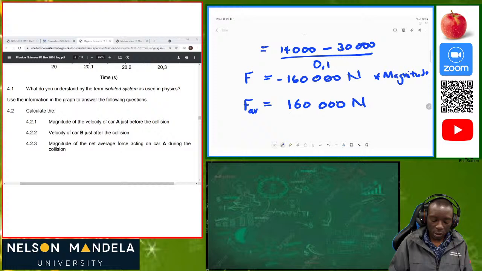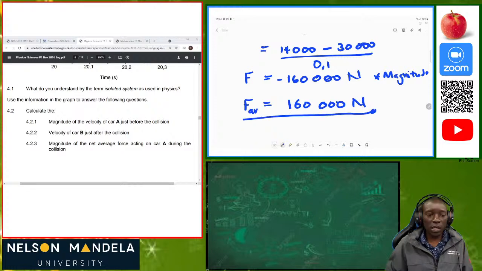So take note, these terms that the questions use are very important to note. Magnitude means you just want the size of that force without mentioning the direction, without special mention of the direction. So the magnitude is 160 kilonewtons.